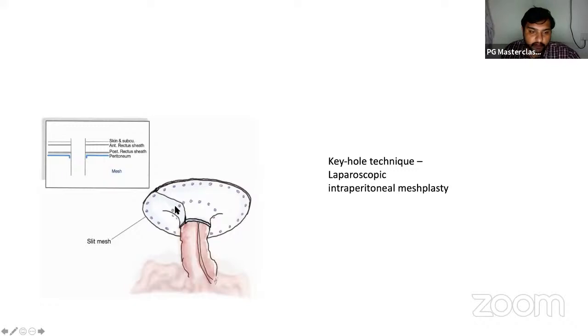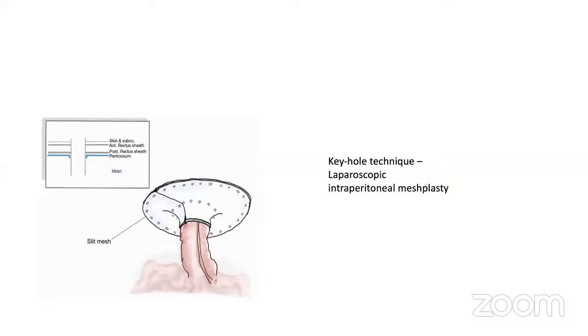And then tackers are used in these cases in two layers, as seen in this figure, ma'am. In two layers: one is very proximal, so that the mesh snugly fits around the bowel loop, and one at the periphery, the second layer. Almost what we call double crowning when we are doing a lap repair.